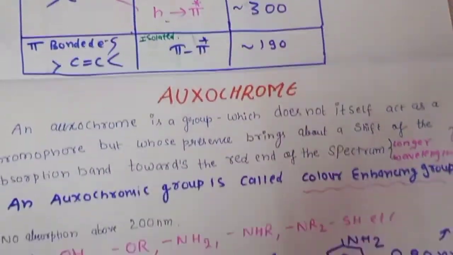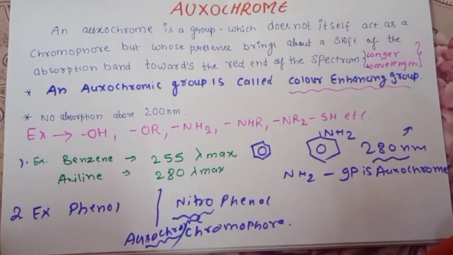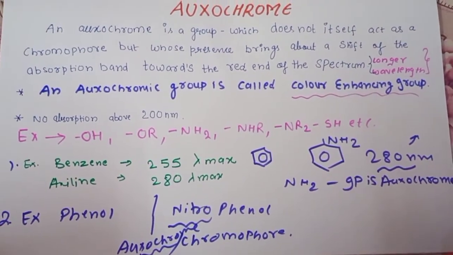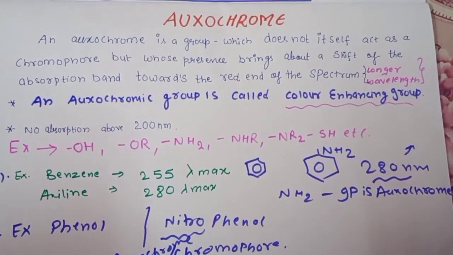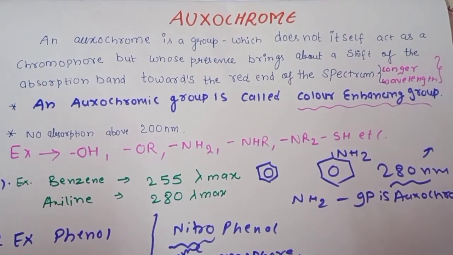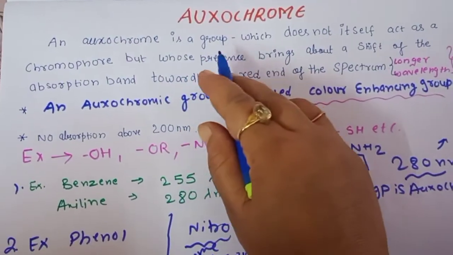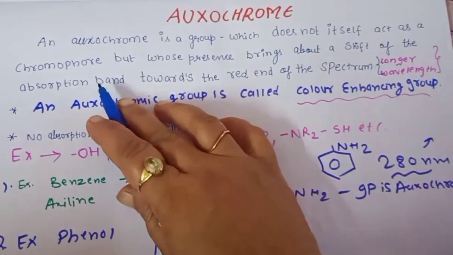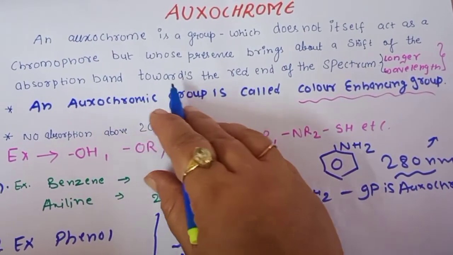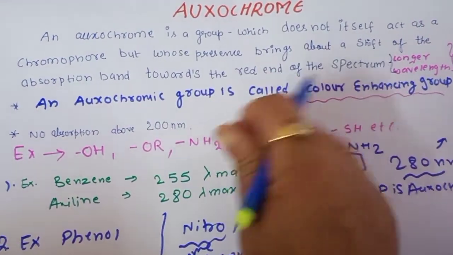Now we will see auxochrome. I have described auxochrome in short. Sometimes these things are asked for 1 mark, and they can be asked for 5 marks too, so I will provide you more notes. So what is an auxochrome? An auxochrome is a group which does not itself act as a chromophore, but whose presence brings about a shift in the absorption band towards the red end of the spectrum. This we will discuss: what are the shifts?